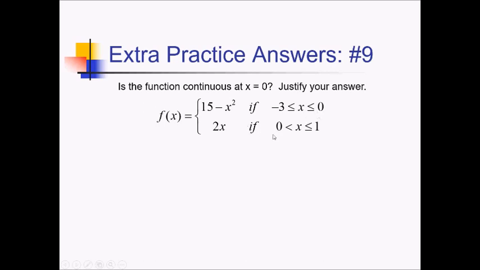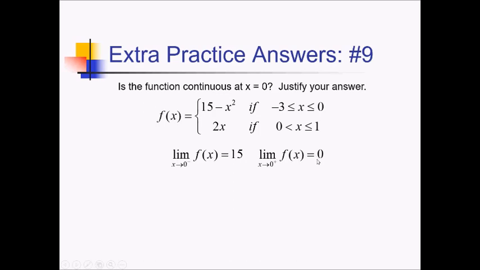So let's first look at the left side limit as x approaches 0. That's going to use this before 0 rule here, 15 minus x squared. That's going to be 15 minus 0 squared, which is 15. And now we also have to look at the right side limit at 0. That'll use the second rule, the after 0 rule. So we're going to be doing 2 times 0, which is 0.